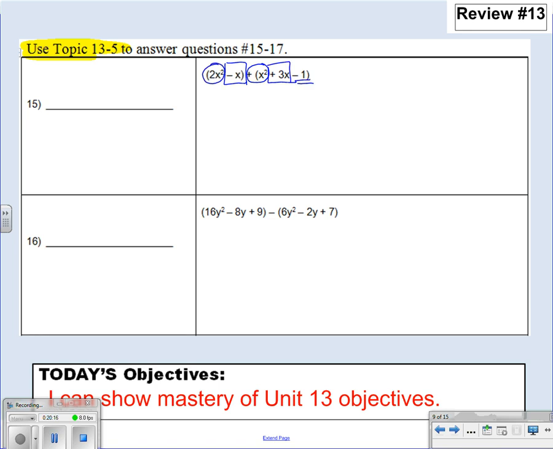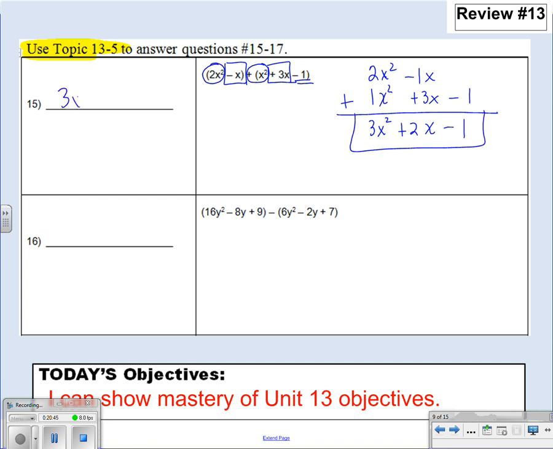I like to write them up and down, so I'm going to take the 2x squared minus x, that's in the first parenthesis, and the second parenthesis I'm going to write underneath, lining up my like terms. So the 1x squared plus 3x and minus 1. Now when I add them, 2 plus 1 is 3. They still have the same last name, x squared. Negative 1 plus 3 is a positive 2, still has the last name of x, and then minus 1. Here's our polynomial, 3x squared plus 2x minus 1.